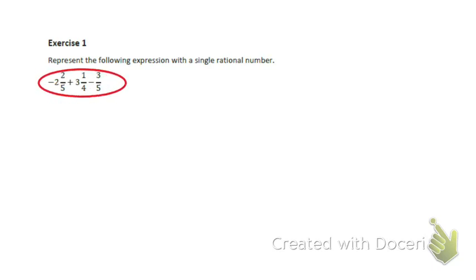So right here we have a pretty complicated looking problem. We're going to get the answer to it. It says to represent the following expression as a single rational number. Basically, it's just one single number. They're asking, when you add all three of these together, what are you going to get? What's the answer going to be? So we'll walk through it together.